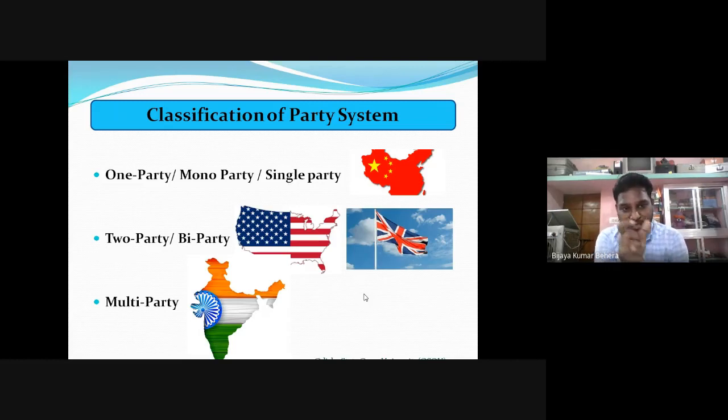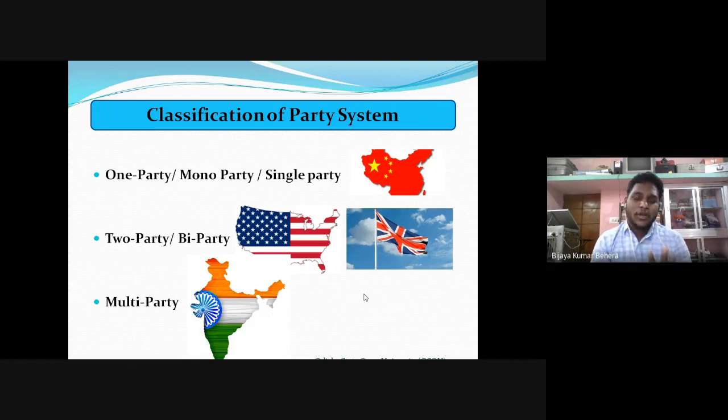As its name indicates, one means single, mono means one, and single also means single. Where there is only one political party, that is called a one party system. For example, China has only one political party, the Communist Party of China.